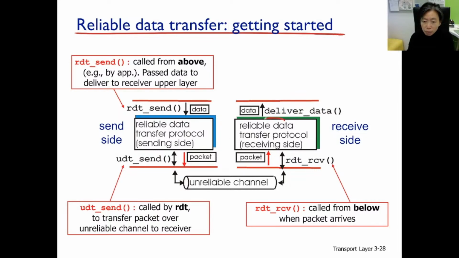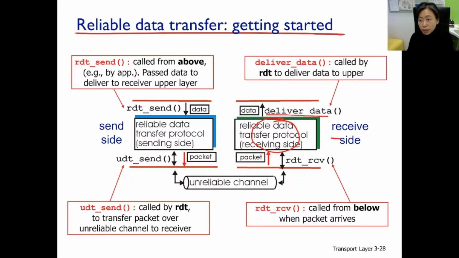And those packets will be processed here, and then the receiver side of the transport layer protocol is going to call yet another function, the receiver data function. This is called by RDT, the receiver side, to deliver data to the receiving process above. So data here is going to be passed above. So 4 function calls to refer to actions.